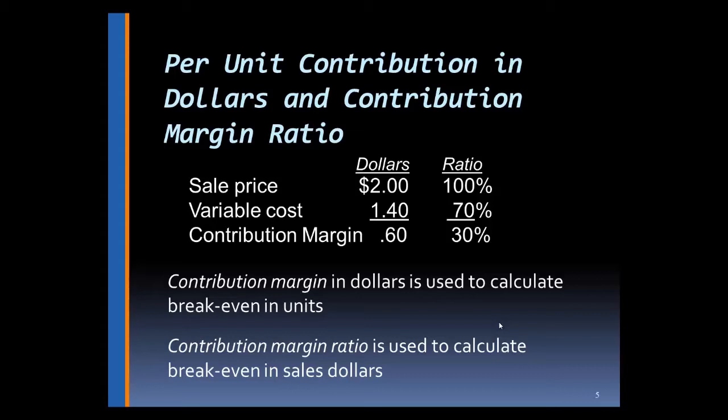Now the contribution margin ratio is arrived at by dividing the sales price into the variable cost, 70%, and dividing the sales price into the contribution margin, 30%. The reason we calculate the contribution margin ratio is that there are times when we do not know what the actual contribution margin per unit is, but we can calculate the ratio and use that to make our break-even calculations.